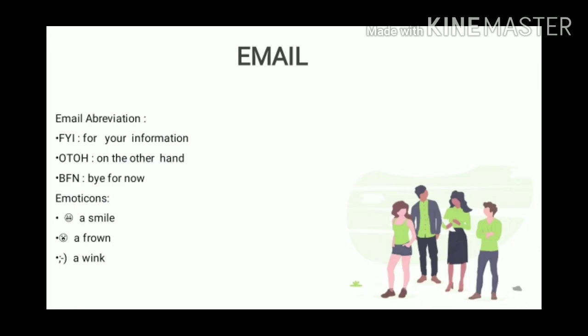The next is email abbreviations. In order to keep email messages short, people sometimes use abbreviations for common expressions. As you can see in this slide, these are some examples of three-letter acronyms or TLAs. Number one is FYI, for your information. And then next is OTOH, on the other hand. Next is BFN, bye for now.